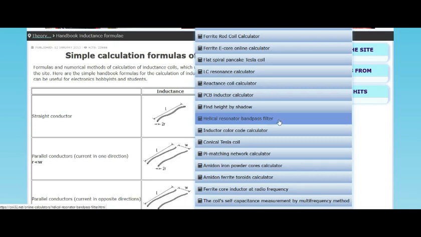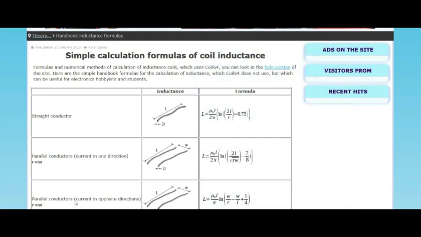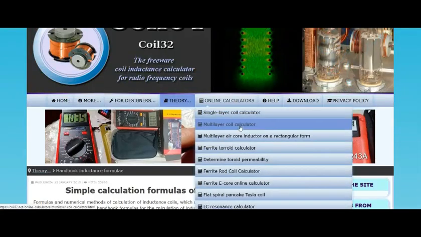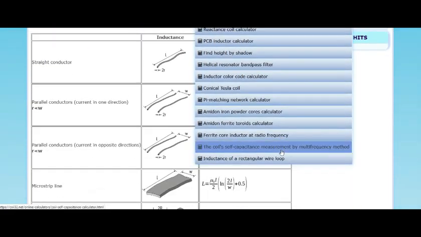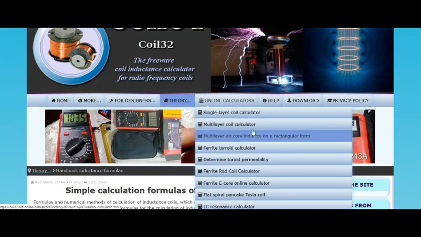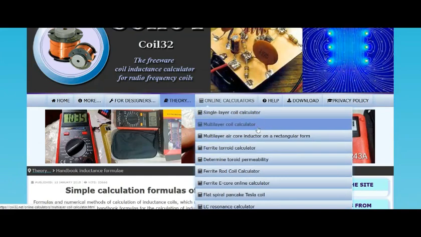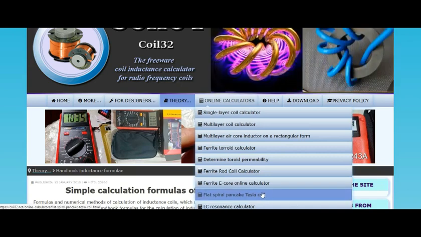Helical resonator bandpass filter. I'm not an engineer. I just like to have fun with electronics. So that sounds really cool, whatever it is. And so on and so forth. So the three that we're interested in is single layer, multi-layer, flat, pancake, Tesla coil. Let's start with this one.